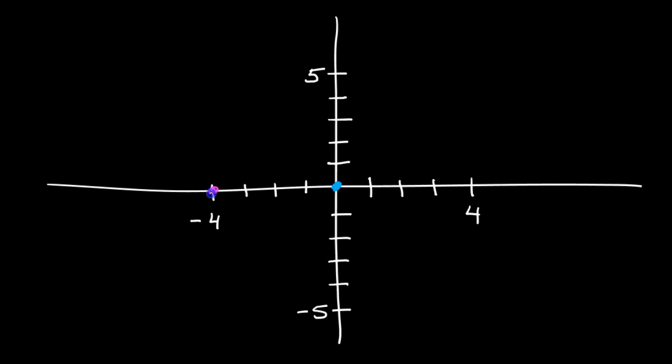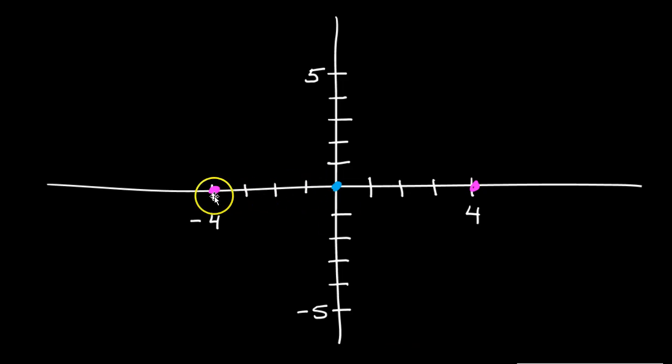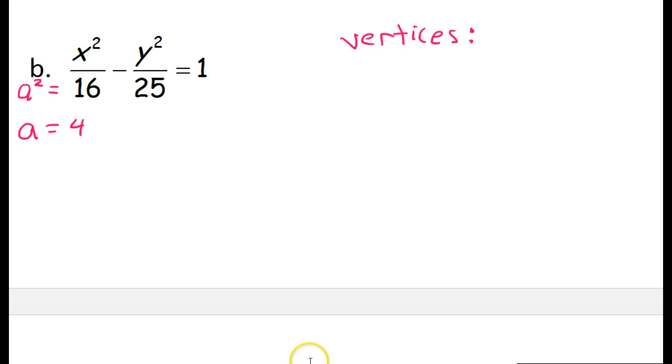And again, these are my vertices. And I believe that's one of the things that we were asked to find, are the vertices. So we can write that down right now. Okay, so the vertices are negative 4, 0 and 4, 0.